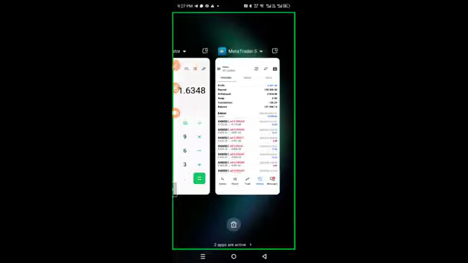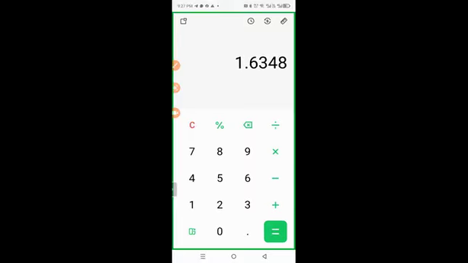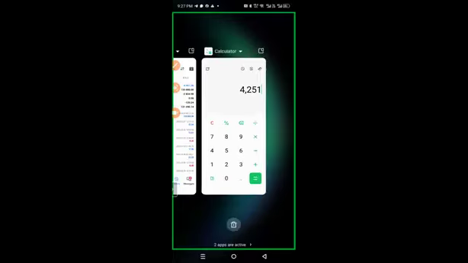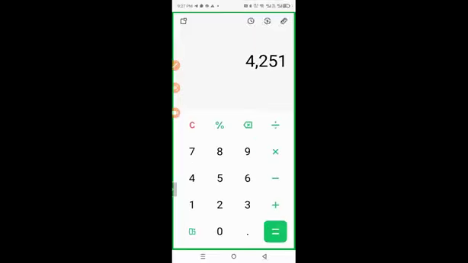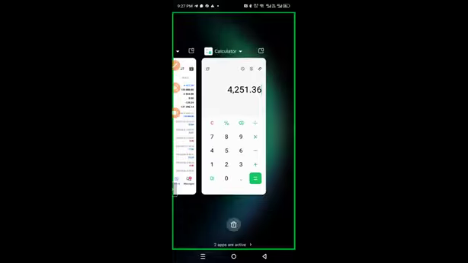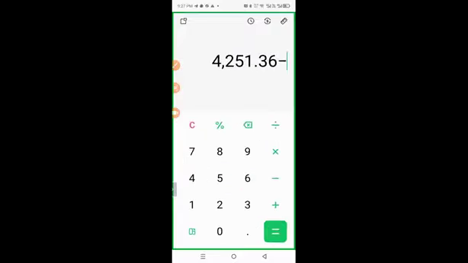Let's quickly look at this: $4,251. I have told you I'm going to be very statistical with us this night. $4,251, if you take away 0.36, take away $120.24.